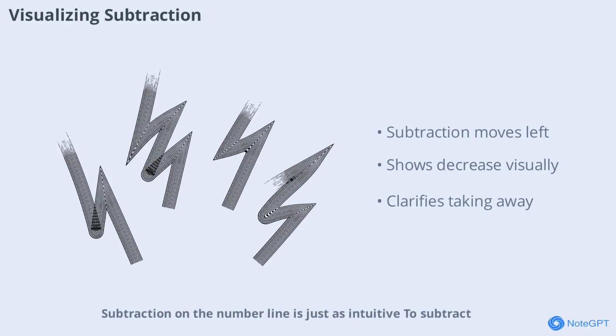Subtraction on the number line is just as intuitive. To subtract, you move to the left by the number you're taking away. For instance, starting at 5 and subtracting 2 means moving 2 steps left, ending at 3. This simple movement makes subtraction feel less abstract and more concrete, helping learners grasp the idea of taking away or reducing a value.